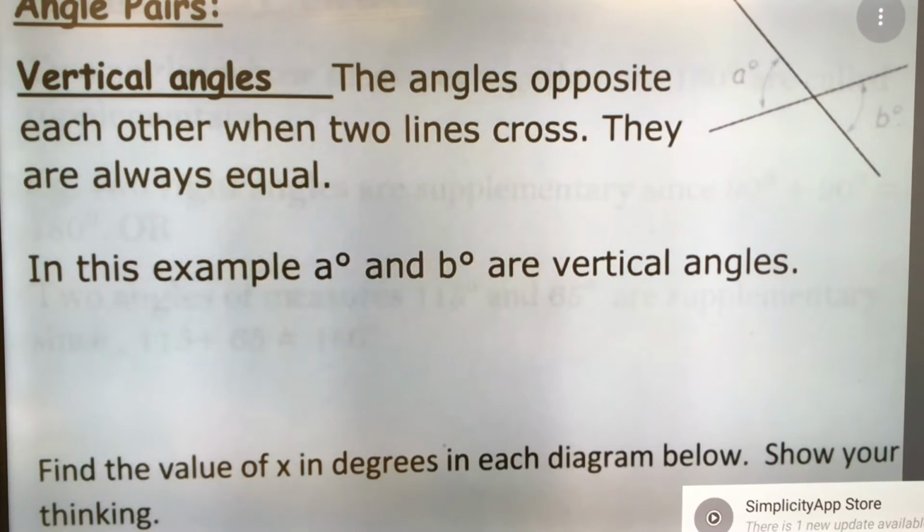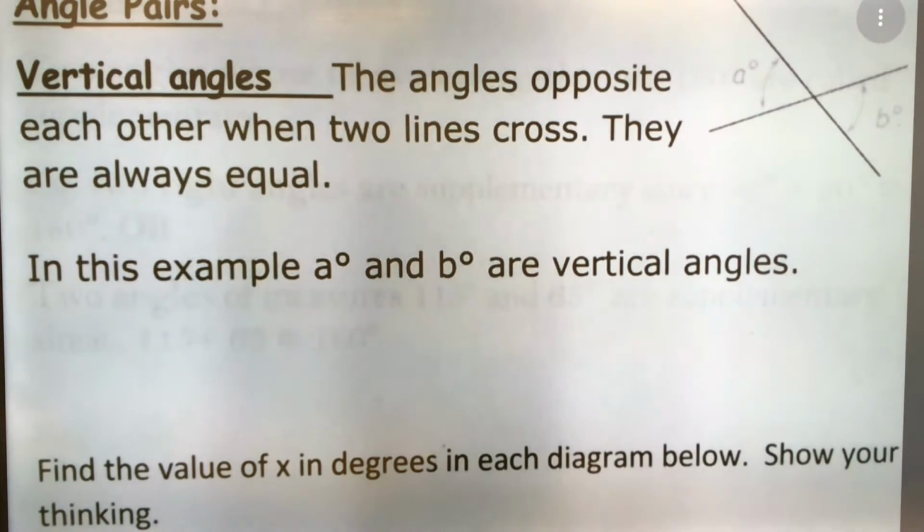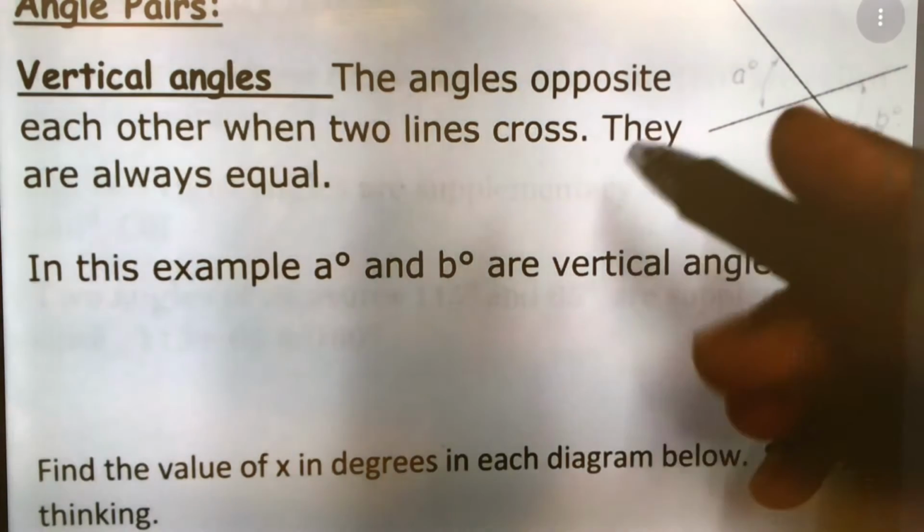So next we are going to discuss three types of angle pairs. The first one is vertical angles. Let me give the definition of the vertical angle. Vertical angles are formed when two lines are crossing each other. The opposite angles are known as the vertical angles.